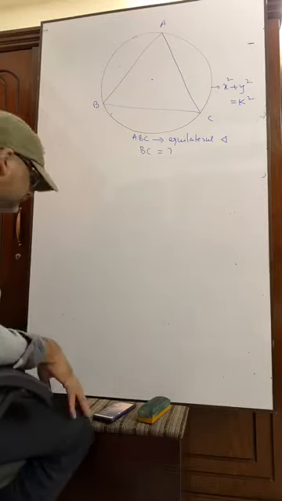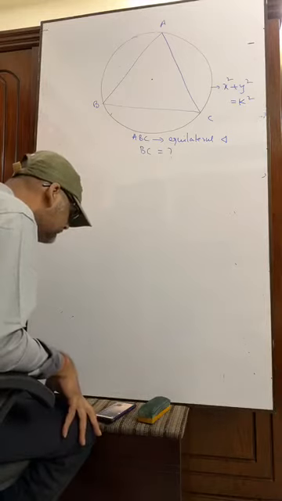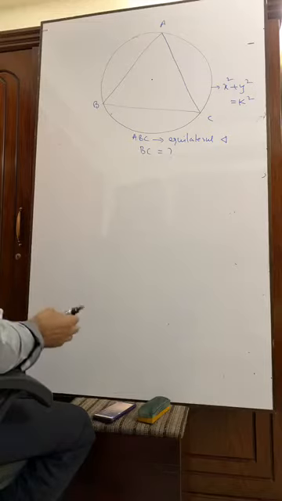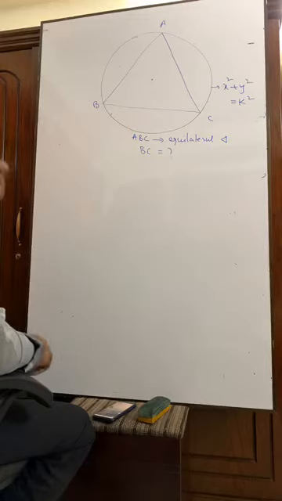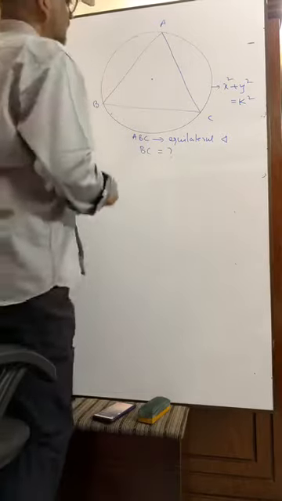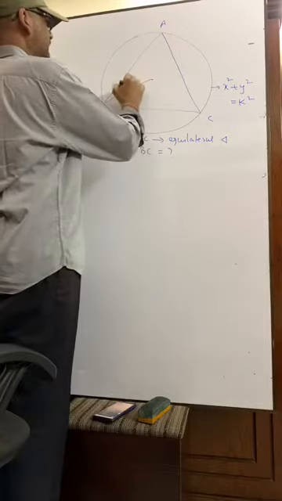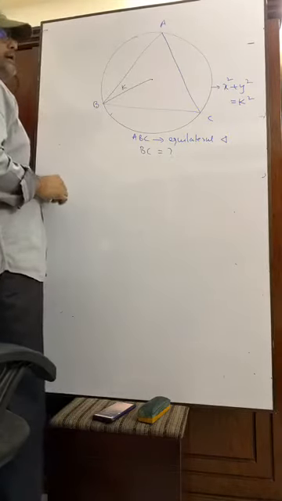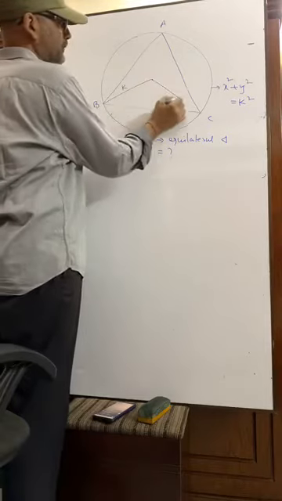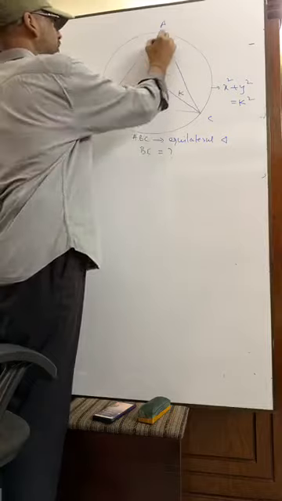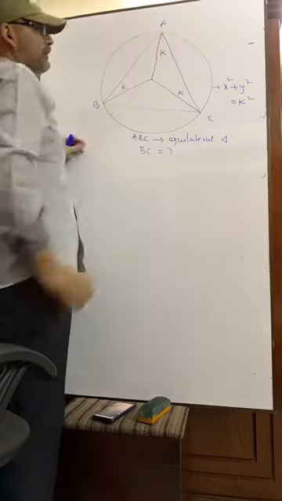Just let me know. BC equals what? Can you tell me? What is this radius? It is k. That means it is also k. That means it is also k.